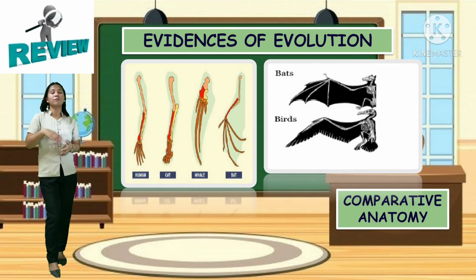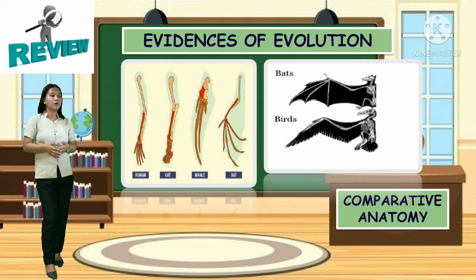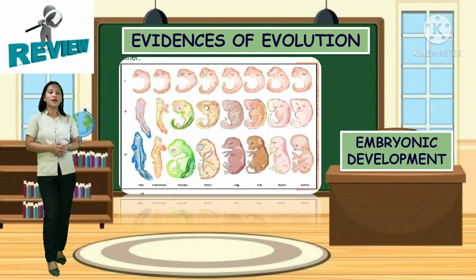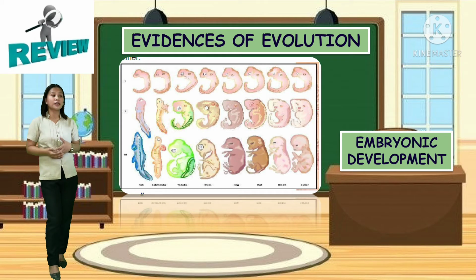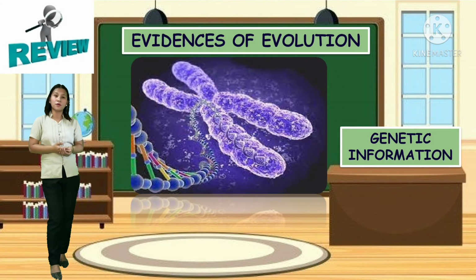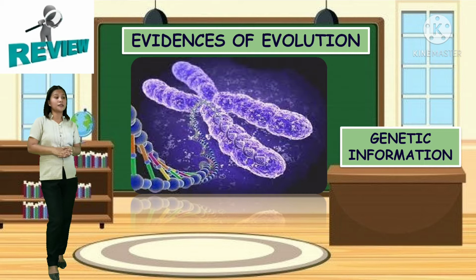Number two, we have comparative anatomy. This studies the body structures of animals to know that they have evolved from the likes of their common ancestor. Number three, we have species that are closely related exhibiting similar embryonic development, even in the adult stage. And the last one, we have genetic information that provides biochemical analysis and amino acid sequences of organisms.